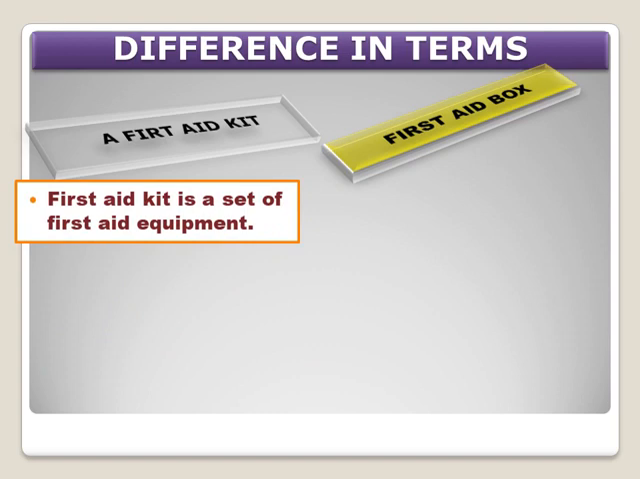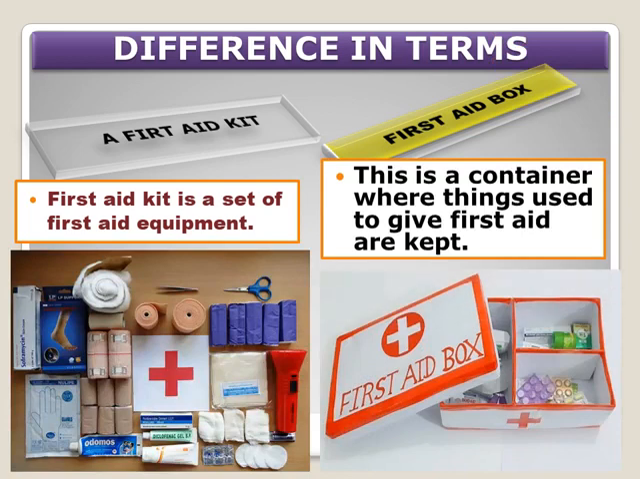Number 1, we shall see that a first aid kit is a set of first aid equipment. While the first aid container, where things used to give first aid are kept, is a first aid box. In my pictures, we shall look at things in a first aid kit. A variety of them are here. Then this is a first aid box. We shall also see why it is painted with bright colors.